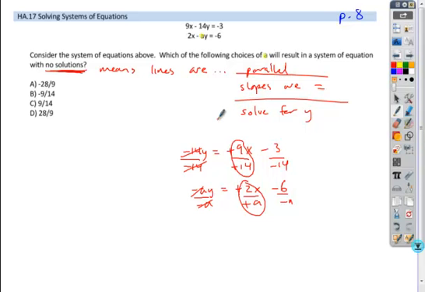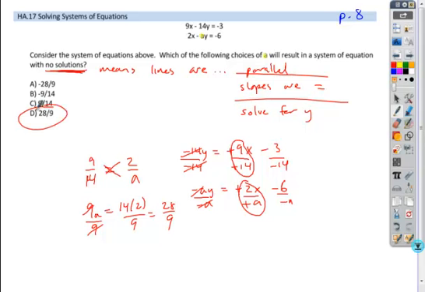Once I get the slopes, I have 9 over 14. Set that equal to 2 over a, and whatever value I get for a here is my answer. So I can just cross multiply. 9 times a is equal to 14 times 2. Divide by 9, and I get my answer, 28 over 9. So my solution would be D.